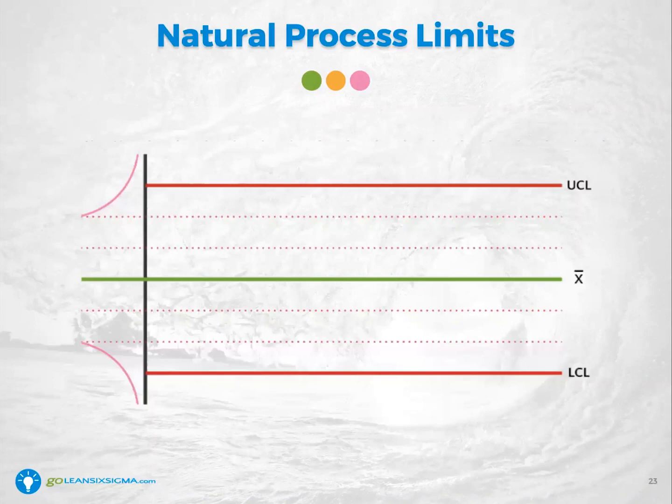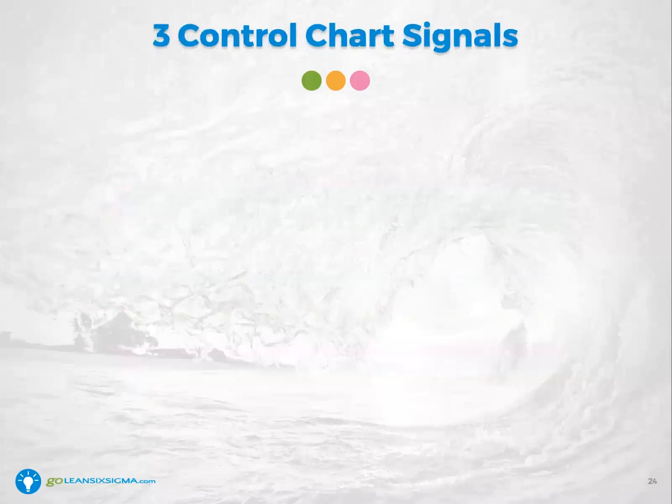Shewhart discovered that there is common cause variation, the expected factors that regularly influence the process, and there's special cause variation, the rare sporadic factors that impact the process in unexpected ways. The key is to understand the kind of variation you're dealing with before reacting to it. So let's look at some other signals that can appear on control charts.